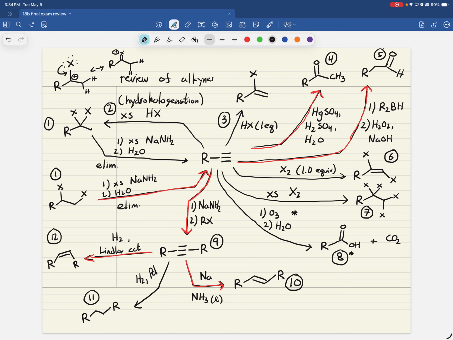All right, that is alkynes, and I know I made a little mess here, but that's alkynes there. Are there any questions about alkynes? There's one we're missing. If we're missing one, don't worry about it. This is all you ought to know. All right, so that's alkynes. Any questions about alkynes?